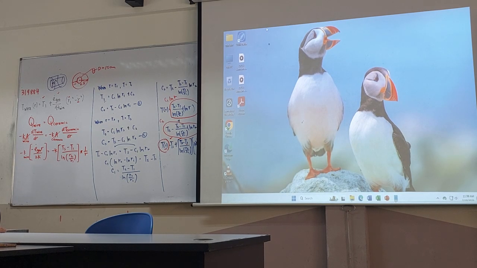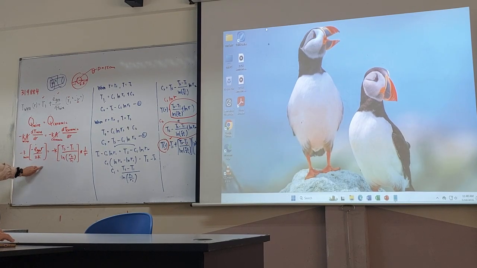Then you substitute, you get the temperature T1. Then these two can cancel, right? If let's say the two methods just now you cannot get, then you have no choice, we need to use this one already.